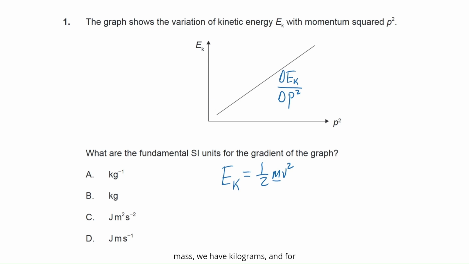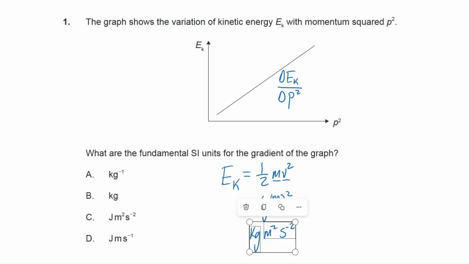So for mass, we have kilograms, and for velocity, it's meters per second. But we still have to include the squared. So what this ends up being for units is kilograms times meter squared times s to the -2. So let me move that up here.